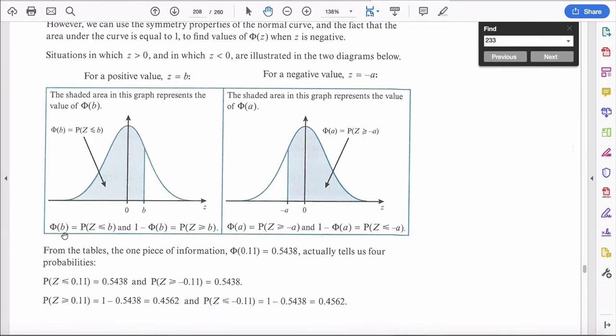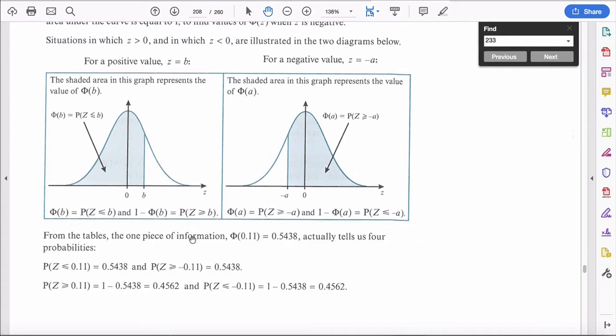If you are supposed to find probability of z less than b, I just told you, it means phi of b, because that table gives you just phi values, the area of the region before b. So probability of z less than or equal to b is phi of b. If you want to find the area after b, z greater than b, you should subtract phi of b, which is this shaded region, from 1. So 1 minus phi of b will be probability of z greater than b.